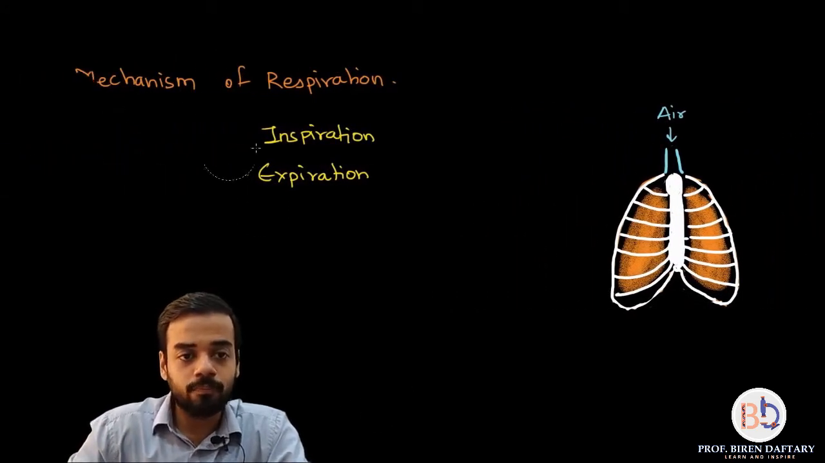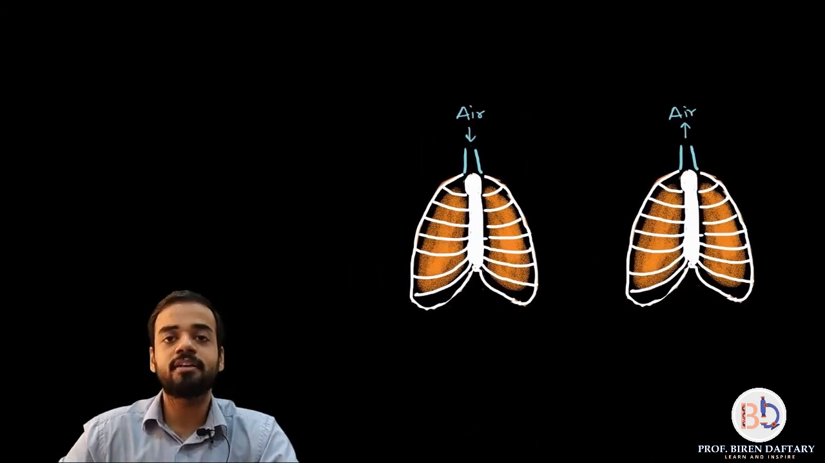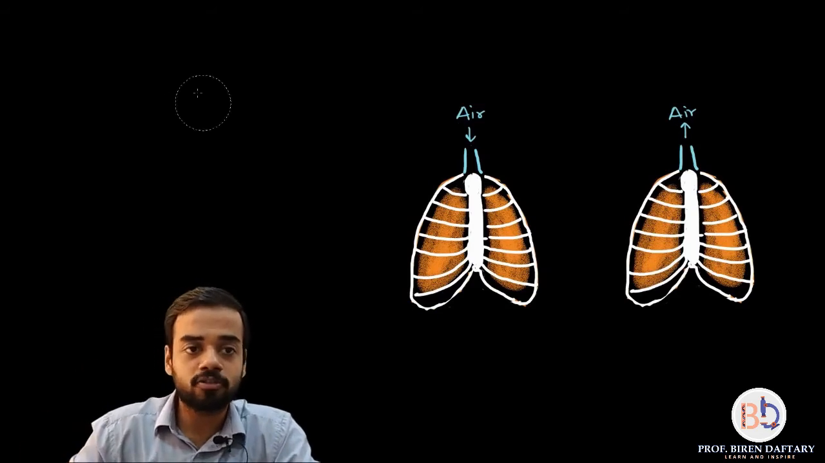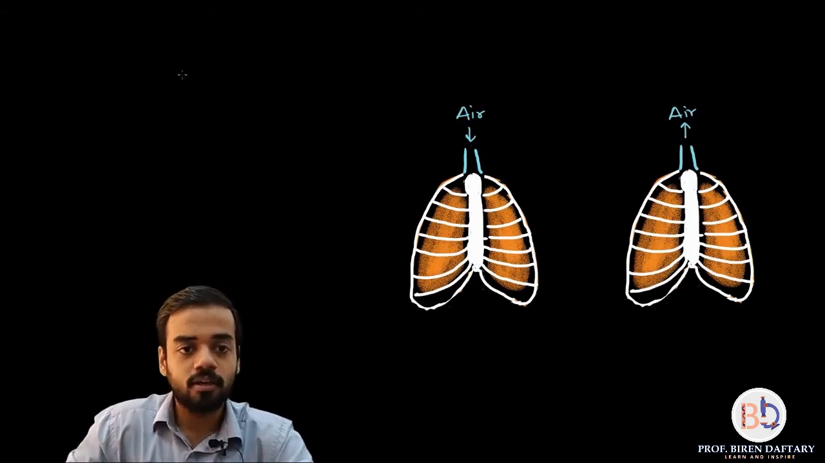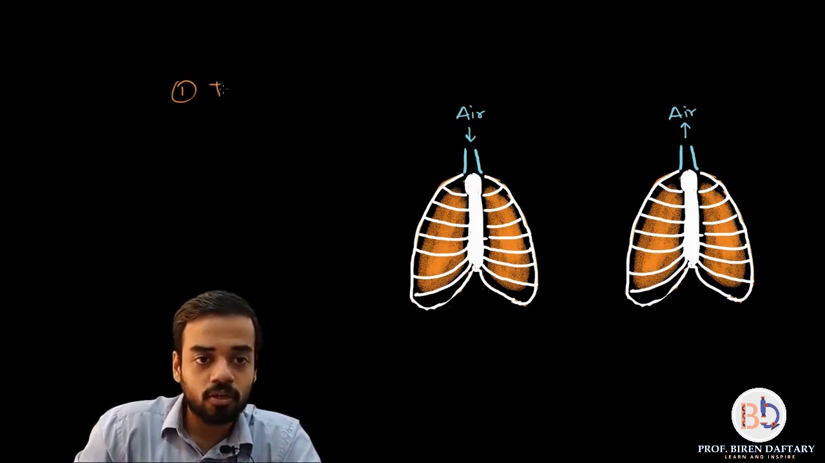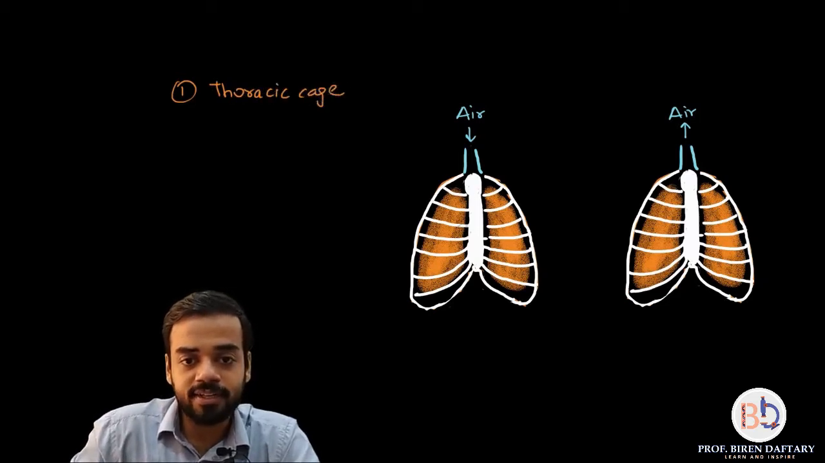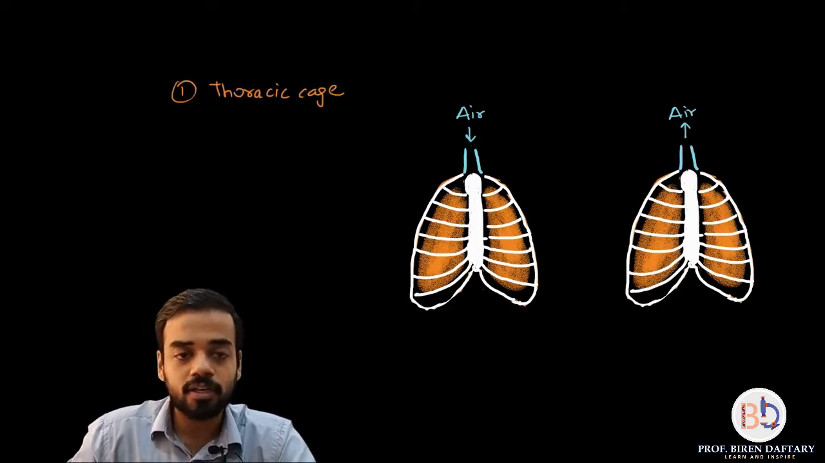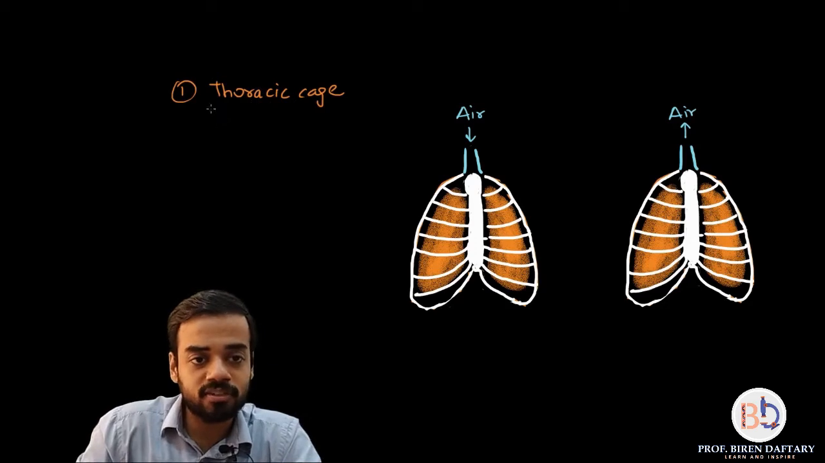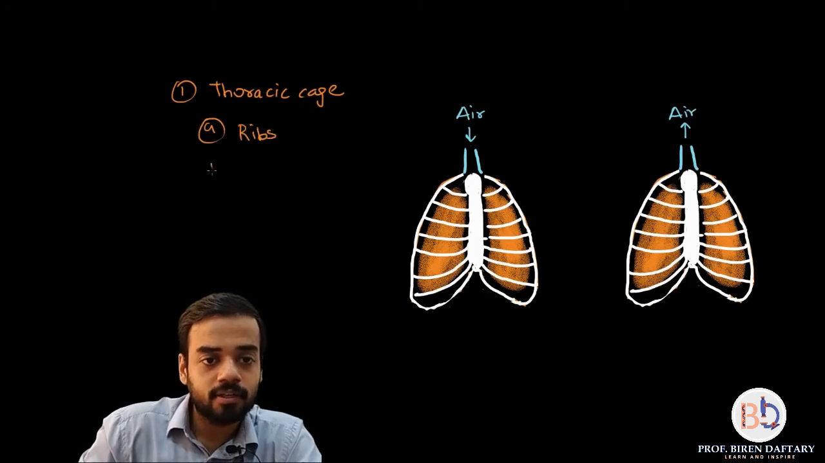Okay, so before we start with the diagram, there are basically four parts of the body which are involved in breathing, so I will just list those parts. First part is the thoracic cage or the rib cage. In this diagram you can see this white colored area, these are the ribs, this is the sternum, correct? This entire structure is called the thoracic cage. So in the thoracic cage there are two things which are very important. First is the ribs, and second is the sternum.